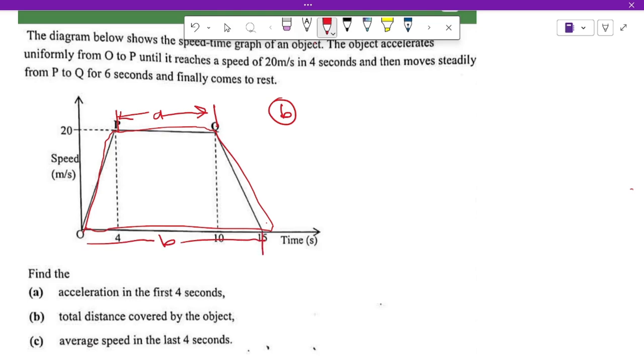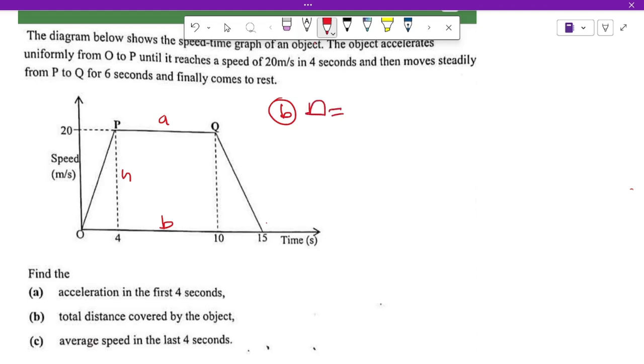Right there, like that. Then our H is the distance from there up to there, like that. That's our H. Okay, that's our trapezium. So now let's calculate what is the distance. So this is A, this is B. Like I mentioned, it doesn't matter which one you assign as A or B. What is important is knowing the formula.